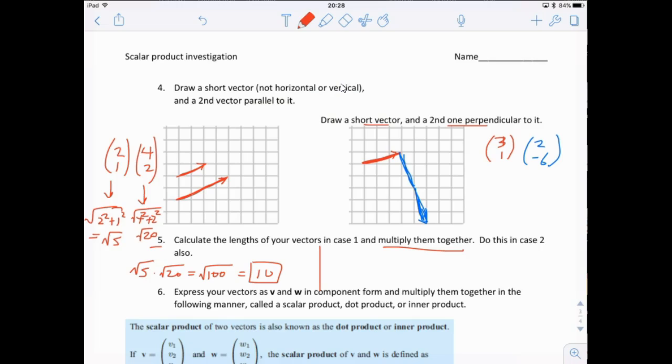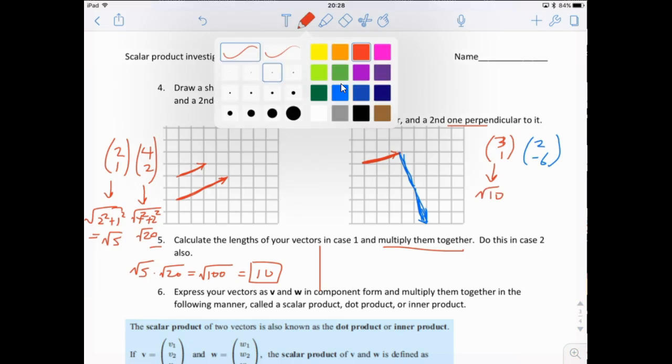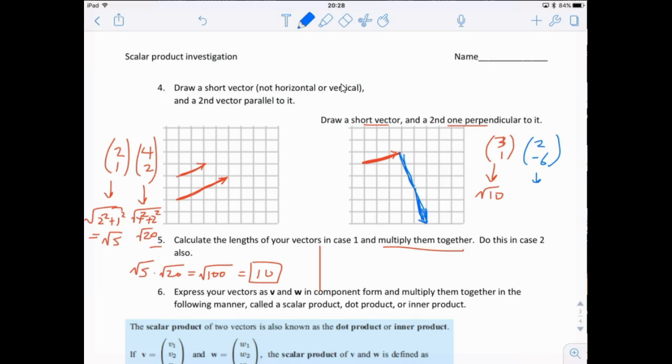Okay? Now let's do the red and the blue vector here. So the length of the vector 3, 1 is the square root of 3 squared plus 1 squared, which is 9 plus 1, which is square root of 10. And then the length of the blue vector here is 2 squared plus negative 6 squared, which is 4 plus 36. So it would be square root of 40, right? And if we multiply these two together, square root of 10 times square root of 40 is equal to the square root of 400, and the square root of 400 is equal to 20, right?